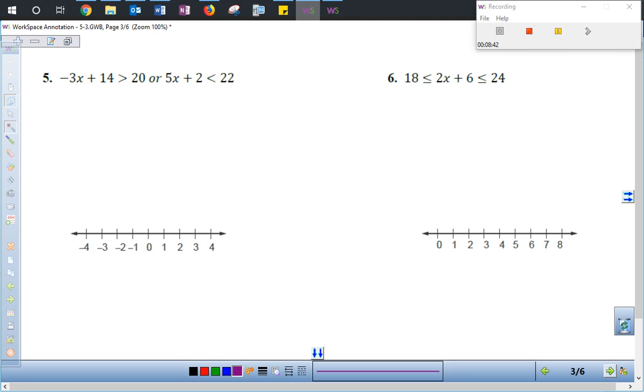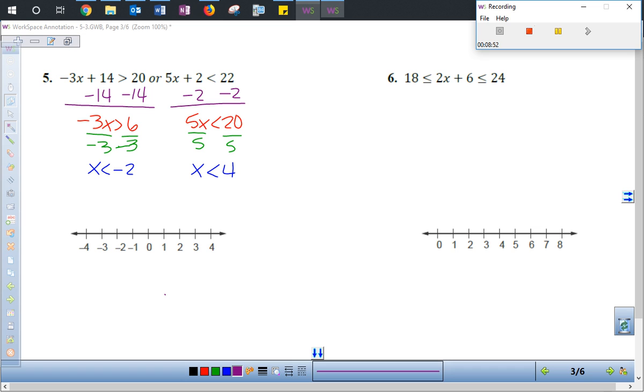Number 5. I would like you to pause the video and solve both inequalities for number 5 on your own, then come back and we'll graph it together. Alright, so when you solve both inequalities, your first one should give you x is less than negative 2, and your second one should give you x is less than 4. Now let's go ahead and graph our helper graph.